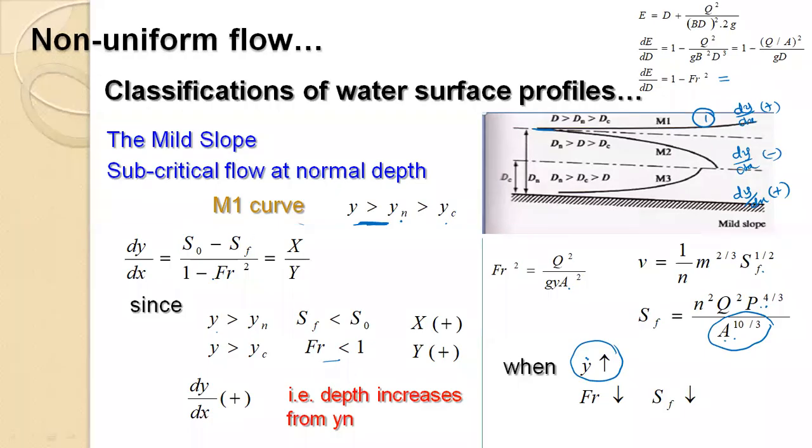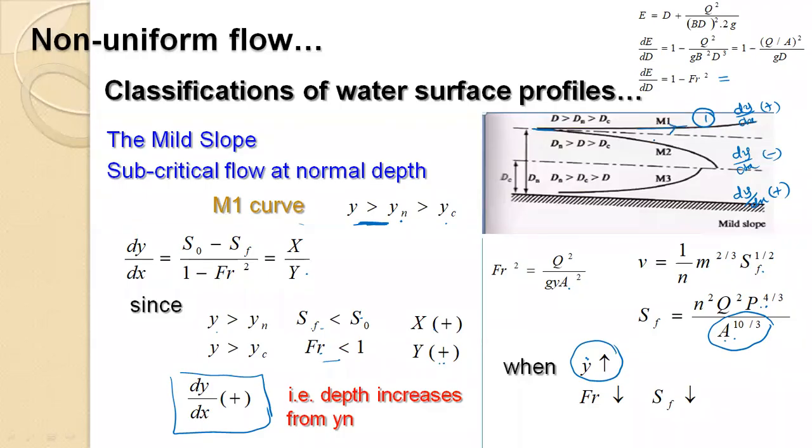So according to this expression, S0 minus SF should be a positive quantity, since SF is less than S0. And Froude number is less than 1. Okay, Froude number is less than 1. Square of the Froude number will also be less than 1. Then y is also a positive quantity. So positive quantity divided by a positive quantity will lead to a positive gradient for the water profile. So that is why the M1 profile is going up.